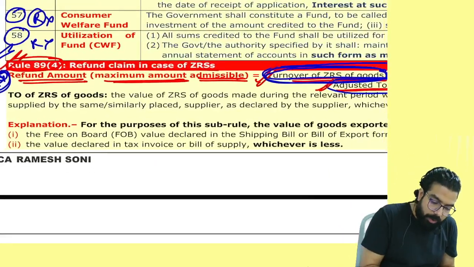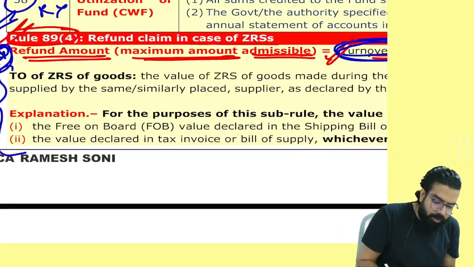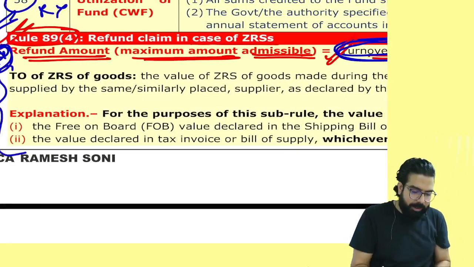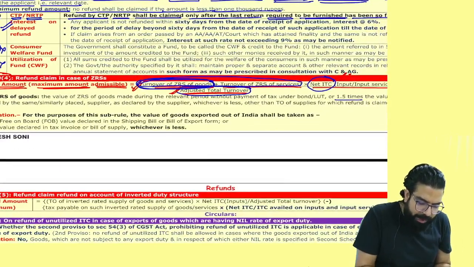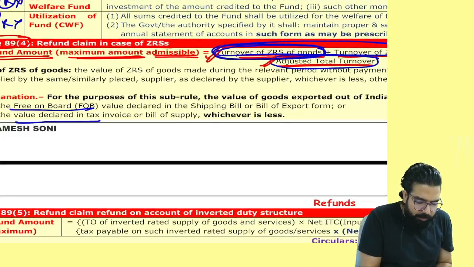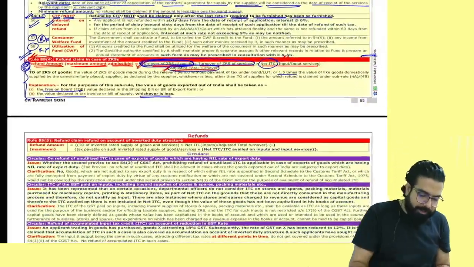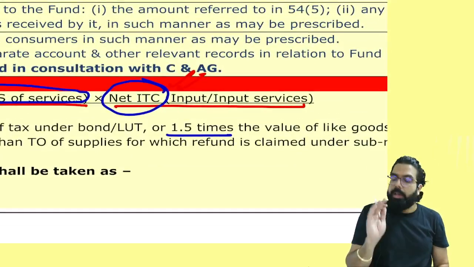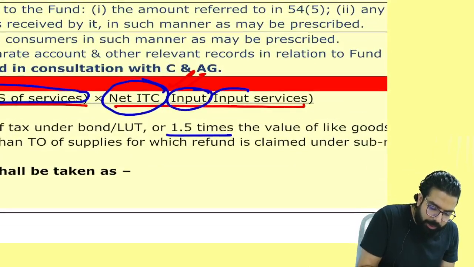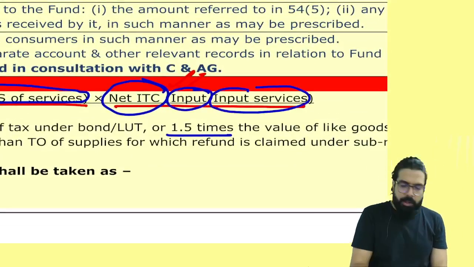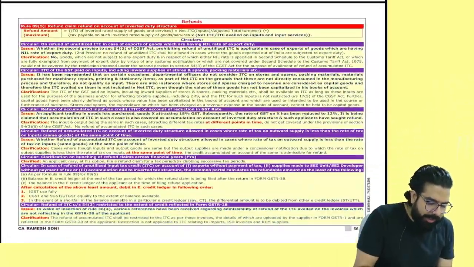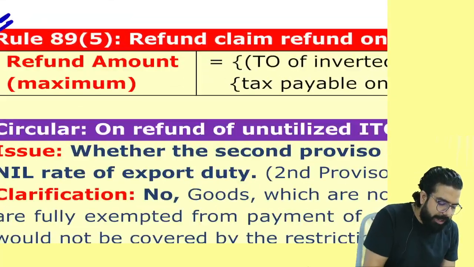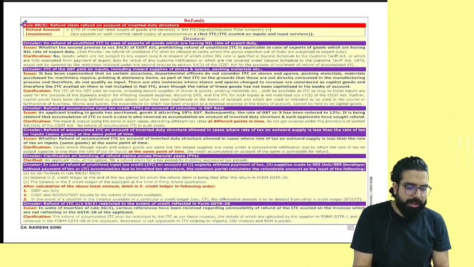Now, see, all these things which are written, no? This I have already explained. See, you have to always take what? 1.5 time FOB value or invoice value, whichever is less. And you know what? In the net ITC, you used to take only input and input service. Please come to the next page now. The next one over here is rule number 89.5. Please come to rule number 89.5.